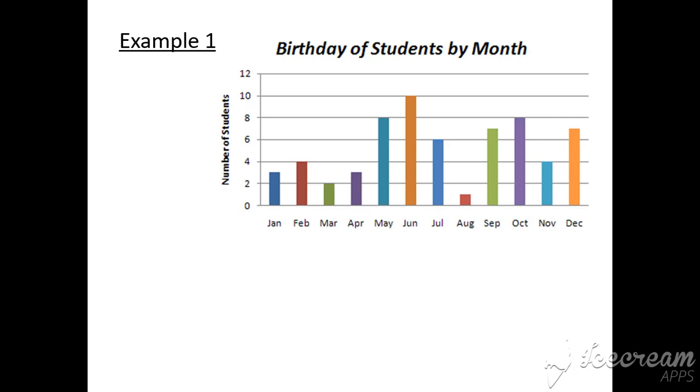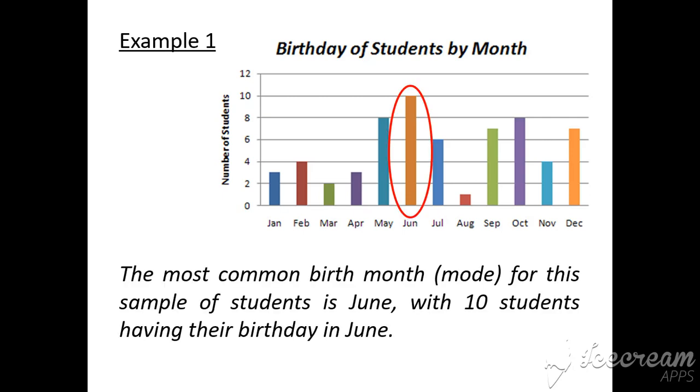Well, you might decide to start with and chat about the most common birth month. This is called the mode. And so you might choose to write a statement something like this. The most common birth month for this sample of students is June. Now don't just stop there, go on and be as detailed as you can. So go on and say with 10 students having their birthday in June.